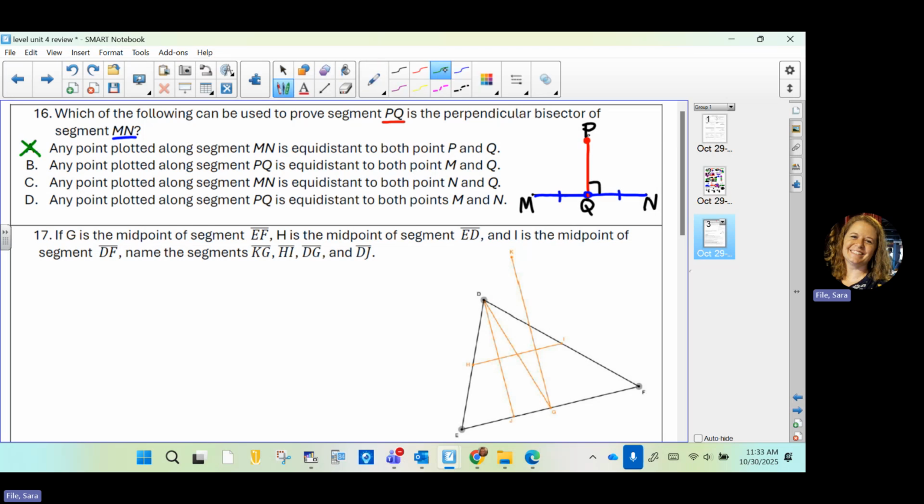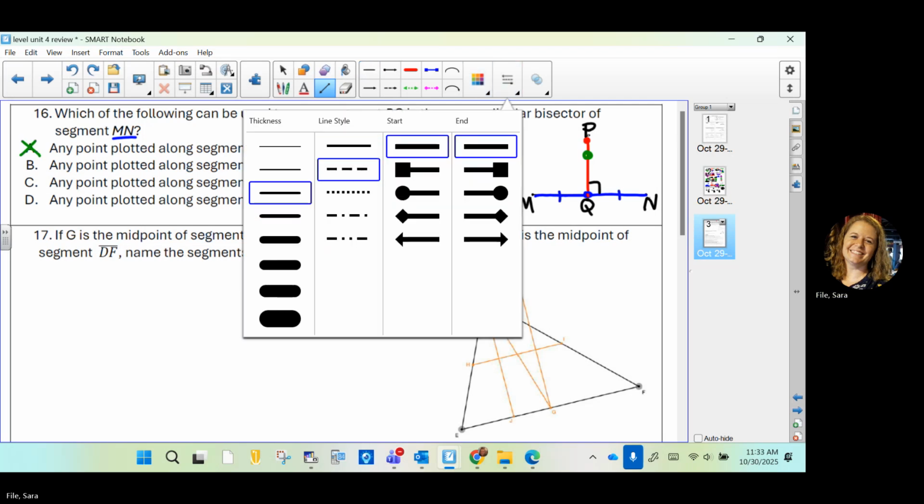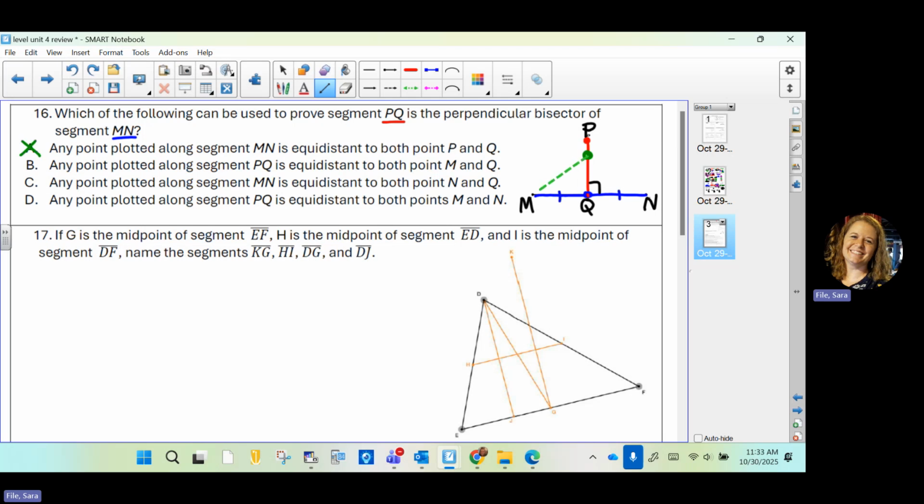So if I put a point anywhere on PQ, so let's put a point here, would it be equidistant from both M and Q? So would those two be the same? Those two dashed lines I just added? No. Again, that makes a right triangle, and across from the 90 degrees, that has to be longer than the legs. So those would not be the same distance. From that point to Q and that point to M, those cannot be the same. Okay, so that one's out.